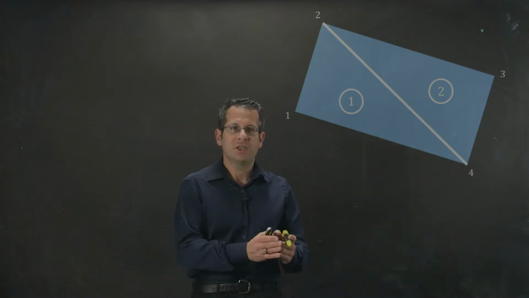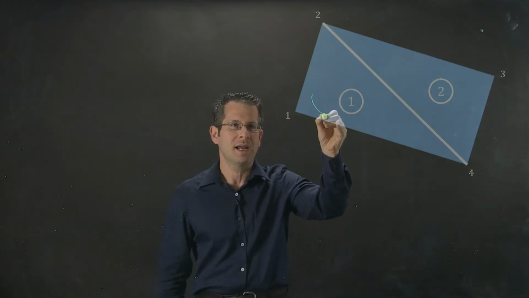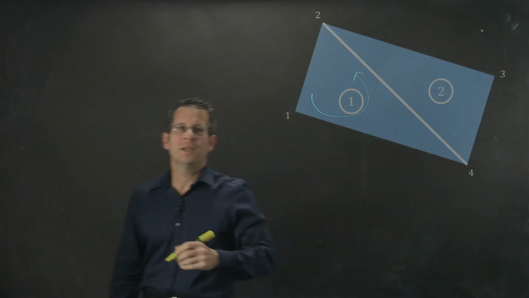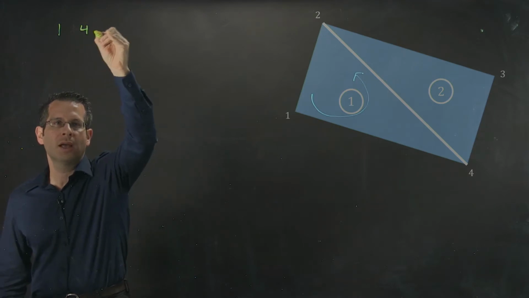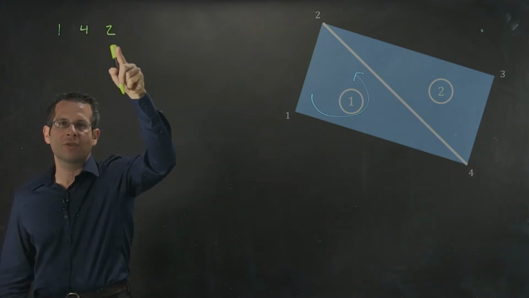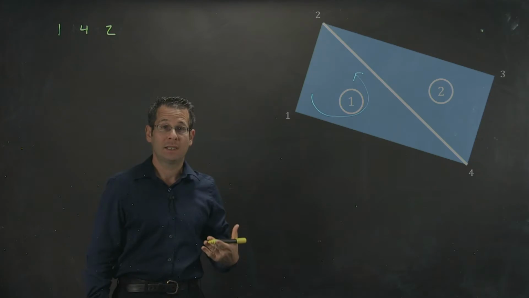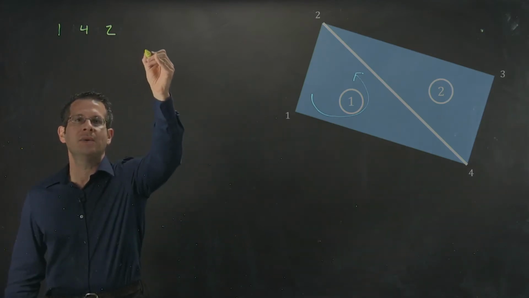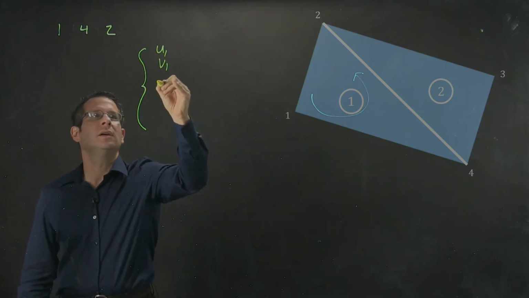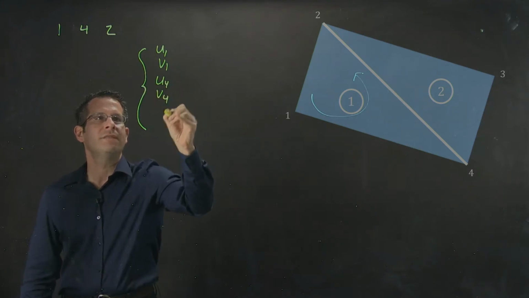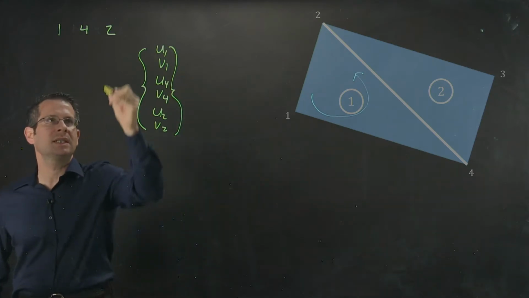So if I was going to do that to these two triangular elements, for my first element I'd have to number my nodes this way. I would have node number 1, node number 4, and node number 2 forming my three local nodes. I would call this 1, 2, and 3. My local displacement vector, therefore, is going to be of the form u1, v1, u4, v4, u2, v2.